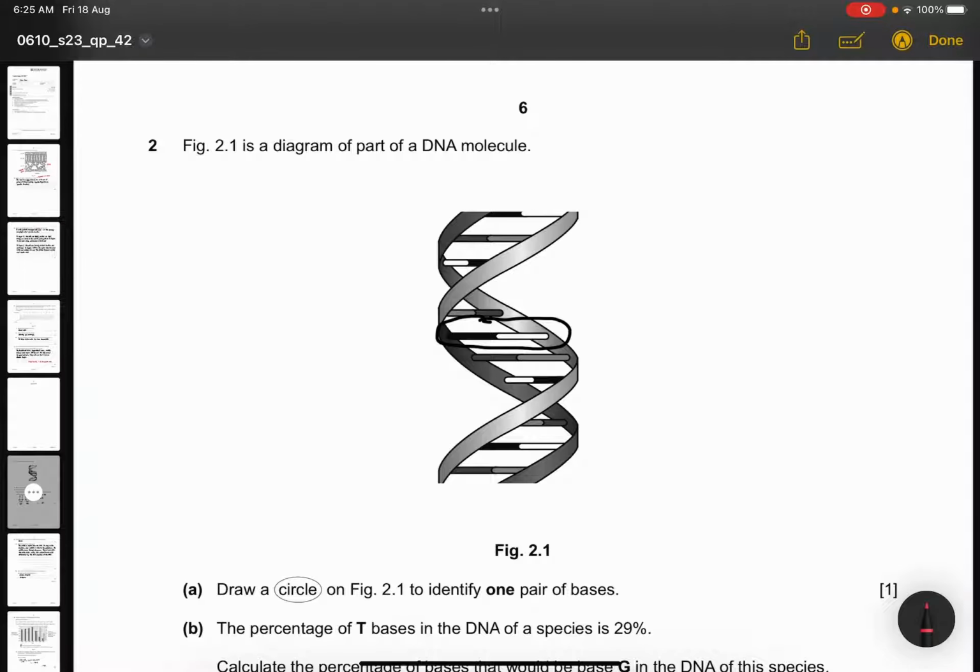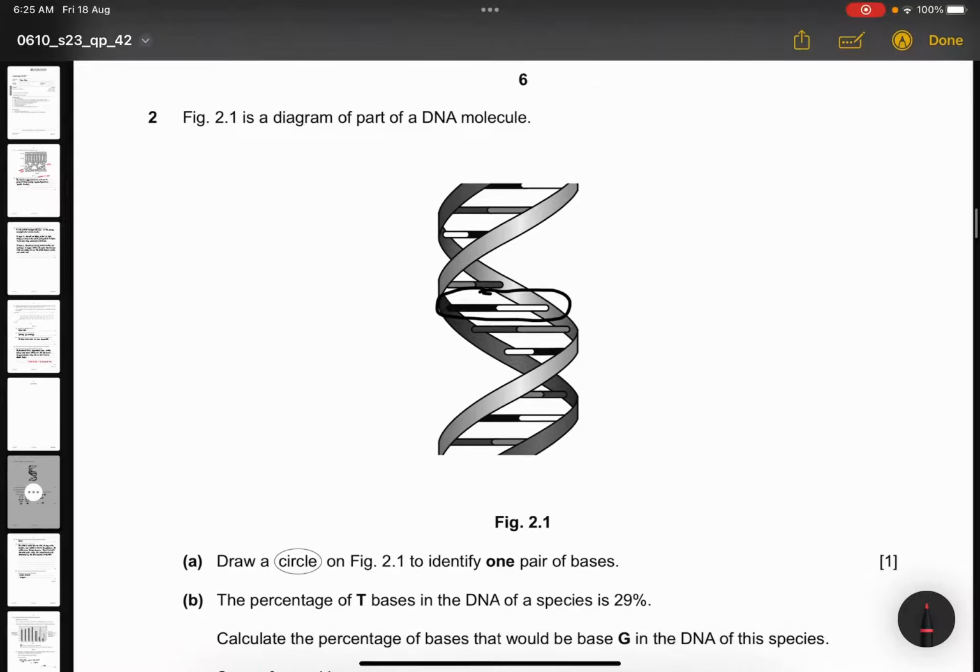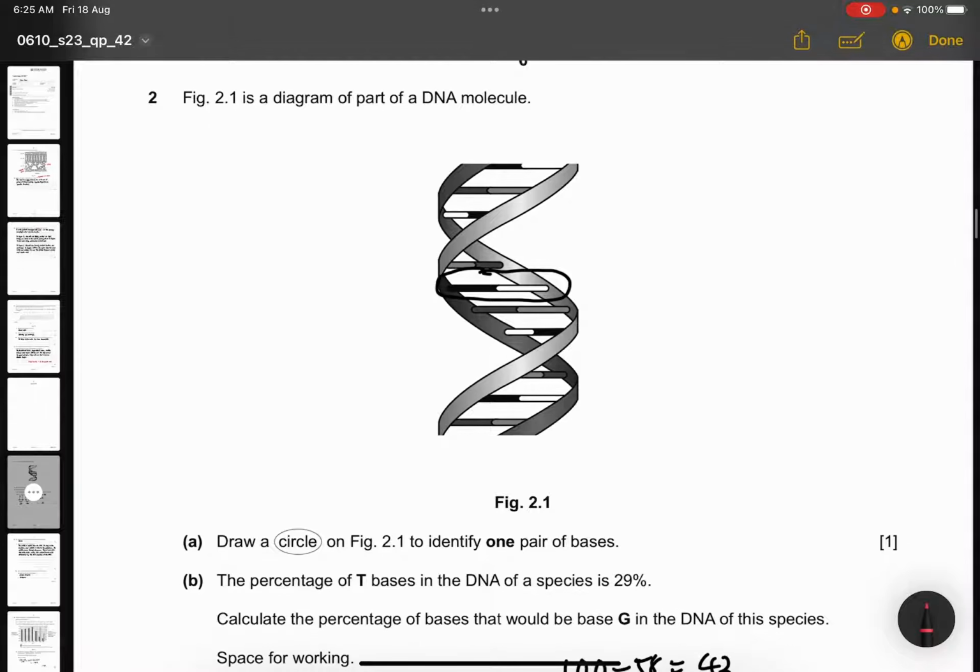Question 2. Figure 2.1 is a diagram of part of a DNA molecule. Part A, draw a circle on figure 2.1 to identify one pair of bases. So this is asking you for one pair of bases. It could be any of these, the one that I circle here, or here. Anything that is joined, like between A and T, and C and G.